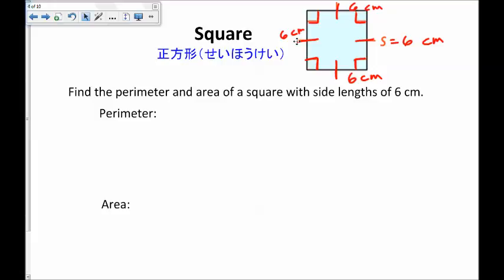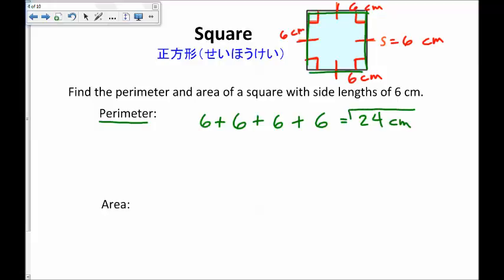Okay, first, the perimeter, the distance around the outside of the square. So I have 6 centimeters plus 6 centimeters, plus 6 centimeters, plus 6 centimeters, which is 24 centimeters, is the perimeter.